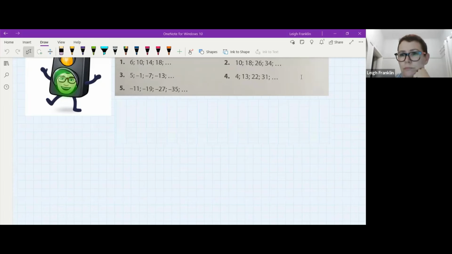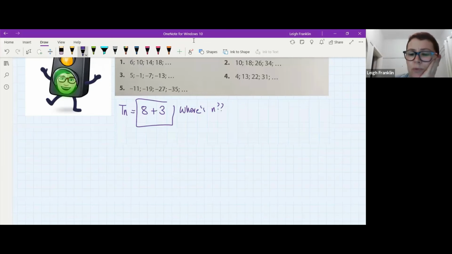Ma'am, I think I got the answer. Okay, Takalani, tell me what you've done. Ma'am, I said Tn is equal to 8 plus 3. Okay, but now you don't have an n in there, Takalani. There's no n. Where did n go? The n is supposed to be in here where I've just drawn a box. There's supposed to be an n in there.